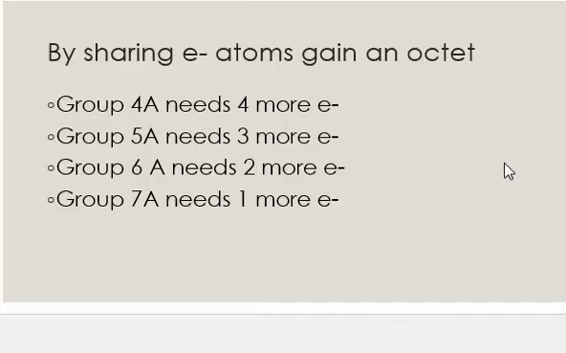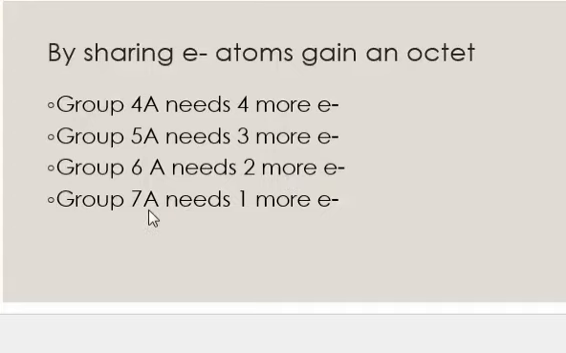Nonmetals engage in covalent bonding to obtain an octet of electrons. Group 4A nonmetals have 4 valence electrons and need to share 4 electrons from other atoms. Group 5A nonmetals have 5 valence electrons and need to share 3 electrons from other atoms. Group 6A nonmetals have 6 valence electrons and need to share 2 electrons from other atoms.